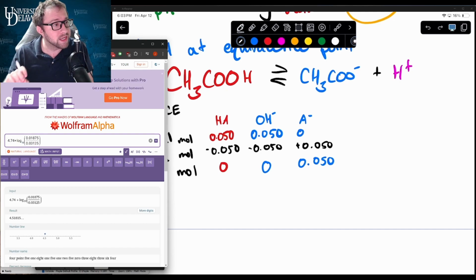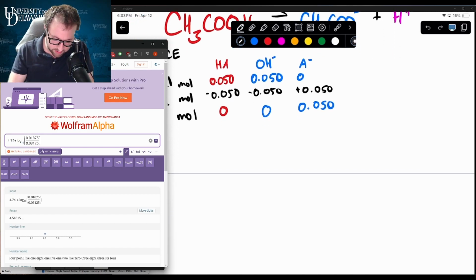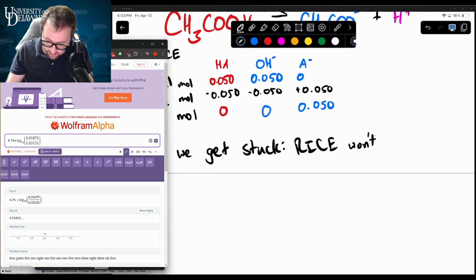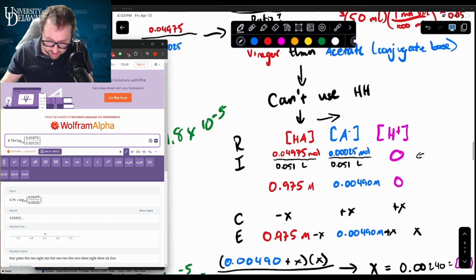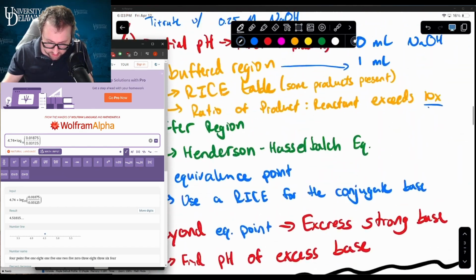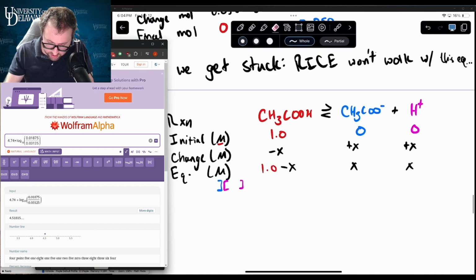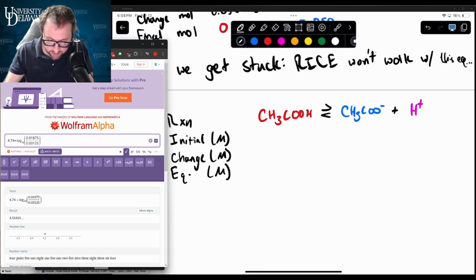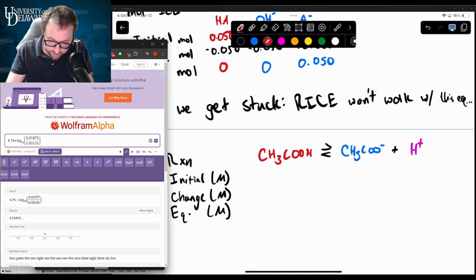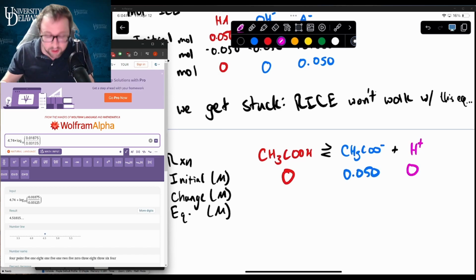And if we try to write a RICE table here, we're going to have a problem. But let's see what that is. So our RICE table won't work with this equilibria. I already have the RICE table made somewhere. When we did our initial concentrations, let's pull that table. And now we want to change these initial conditions, because we want these to line up with what we actually have. So we have 0 of this. We have 0 of this. And we have 0 of this. And this is where our problem comes up.